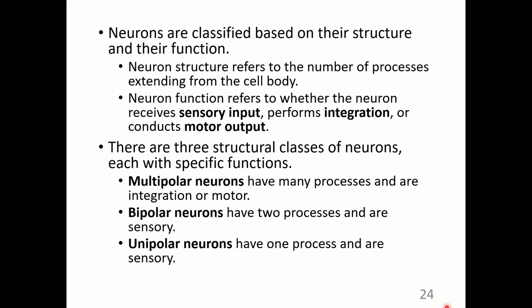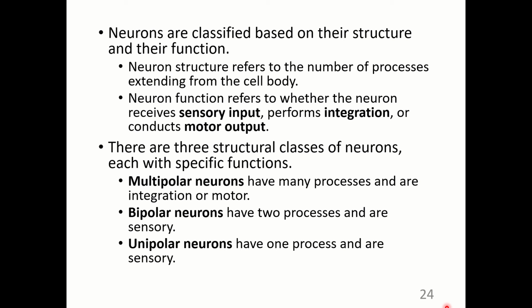Neurons are classified based on their structure and their function. Neuron structure refers to the number of processes extending from the cell body. Neuron function refers to whether the neuron receives sensory input, performs integration, or conducts motor output. There are 3 structural classes of neurons, each with specific functions.